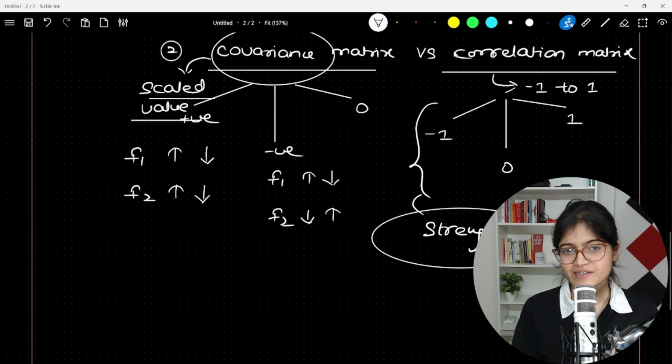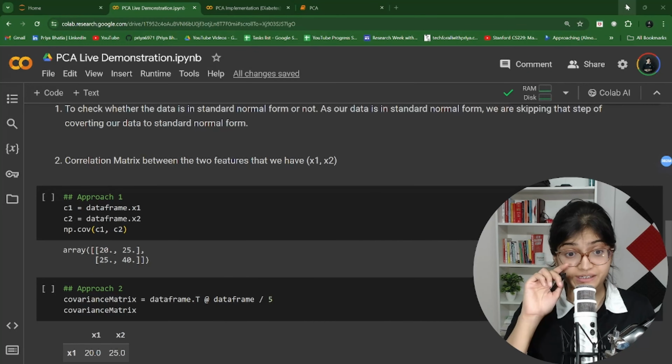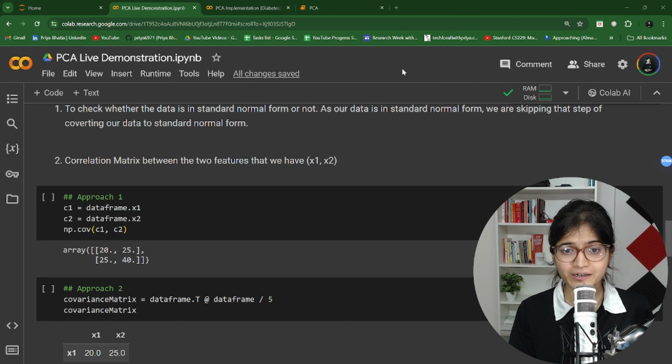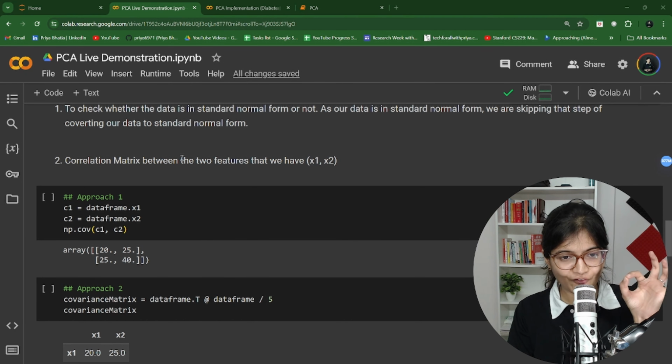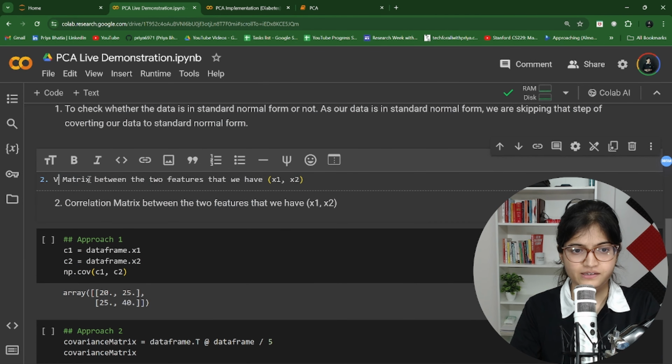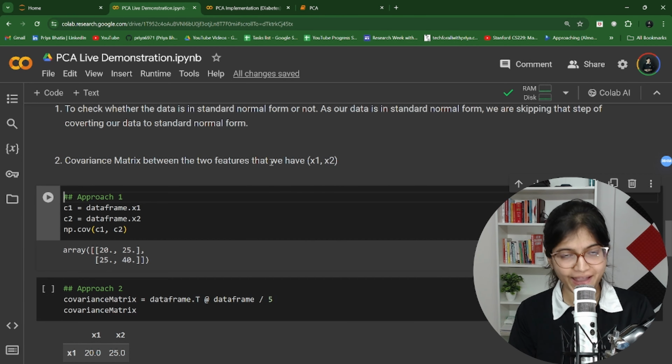So what we try to do in a second step is create the covariance matrix. Now there are multiple ways to create that. Those who are already aware can easily understand this part. So we want to find out the covariance matrix, not correlation, I should say covariance, between the two features that we have, x1 and x2. Here, we take the x1 values from the data frame and store them in C1, and the x2 values and store them in C2.